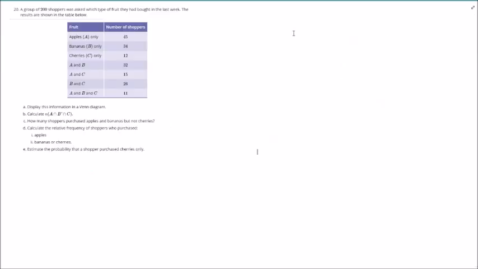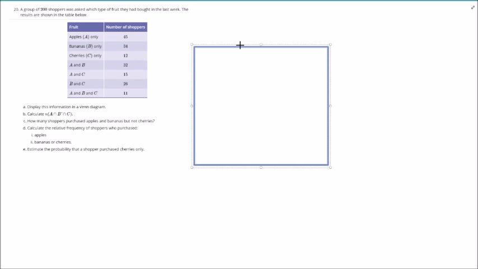Next question. A group of 200 shoppers was asked a question. So again, a Venn diagram with 3 things. Should have pre-made it. Sorry, thanks for being patient.